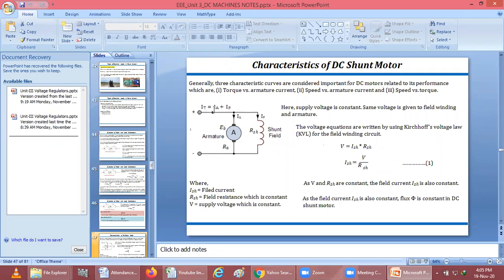If we apply KVL to the DC shunt motor, we get the voltage across the armature winding equal to IaRa plus Eb. And if you calculate the voltage across the field winding, you get V equal to Ish into Rsh, or you can say Rsh into If, because this is the field current. So you can rearrange that equation in the form of current.